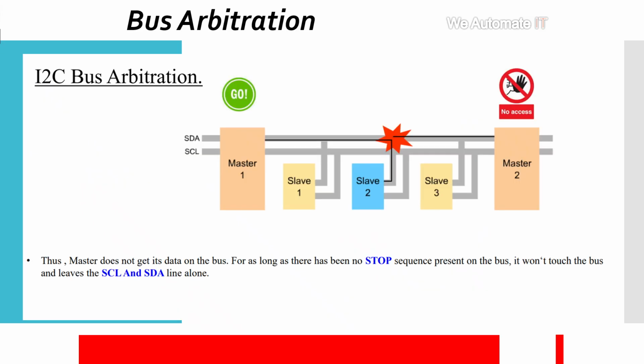Again, I2C arbitration. If the master gets the acknowledgement from the slave about the process, then it will write the data to the slave, and then master 2 will terminate the process. So the master does not get its data on the bus for as long as there has been no stop sequence present on the bus. It won't touch the bus and leaves the SCL and SDA lines alone.